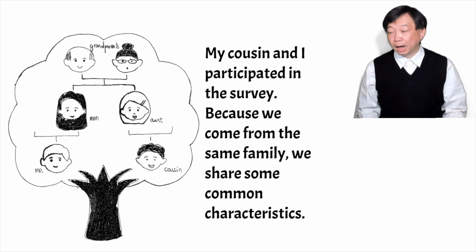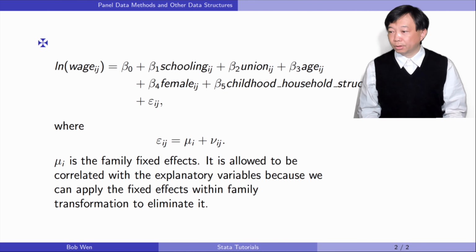There is no time dimension in the model. Instead, the panel variable is the family, and the so-called time variable becomes the descendants within each family. They could be siblings or cousins. The unobserved family characteristics are the family fixed effects in the model. They are allowed to be correlated with the explanatory variables because we can apply the fixed effects within family transformation to eliminate the family fixed effects.